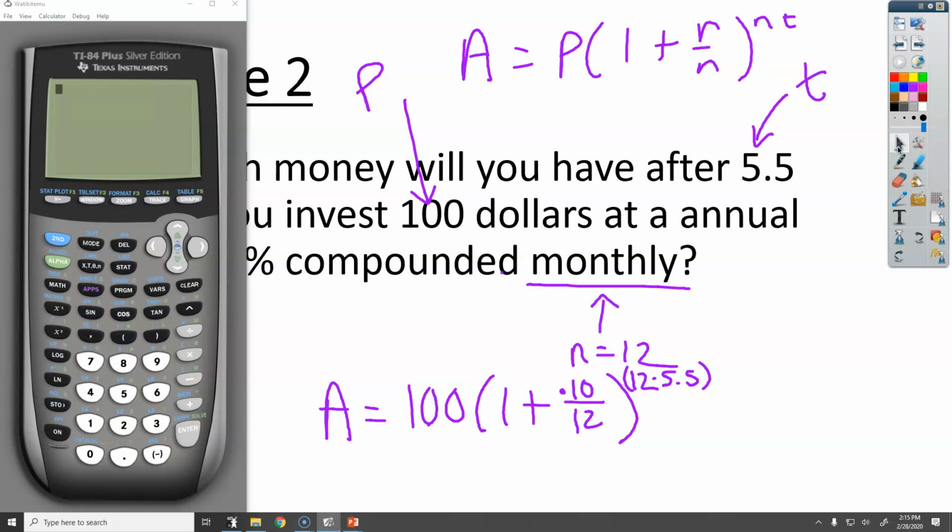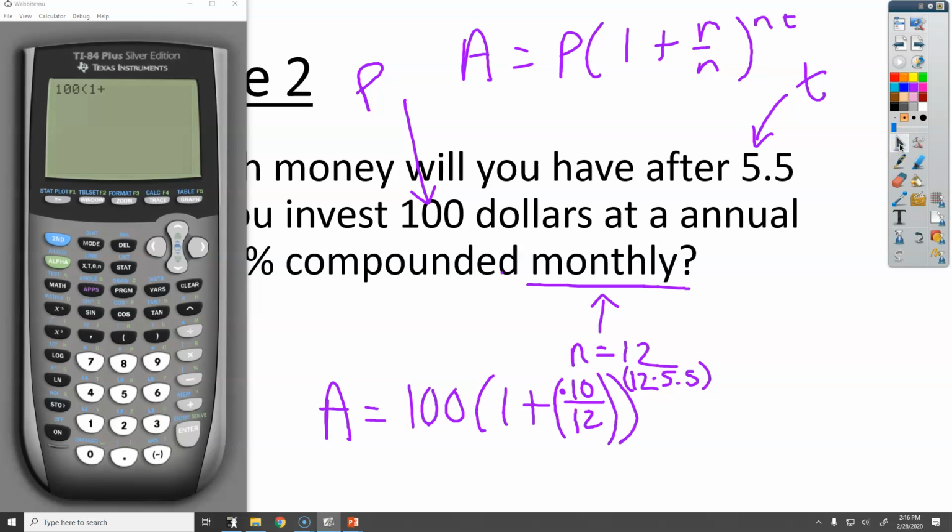Ready? We're going to type 100, parentheses, and then 1 plus. Now, here's where things are getting a little bit weird. It's not going to look like that. And you might want to put this on your notes, too, by the way. When you put this into your calculator, you need to put this fraction in its own little set of parentheses so your calculator knows that that's a fraction. If you don't do that, it'll be confused.